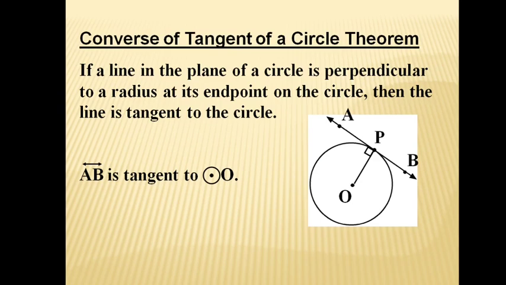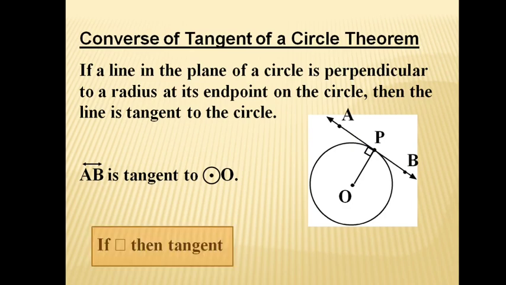You can state this theorem as: if a line in a plane of a circle is perpendicular to the radius at its end point on the circle, then the line is tangent to the circle. So here line AB is tangent to the circle with center O. Here in the figure, AB is perpendicular to OP. So with this context, we can say that AB is tangent to the circle.